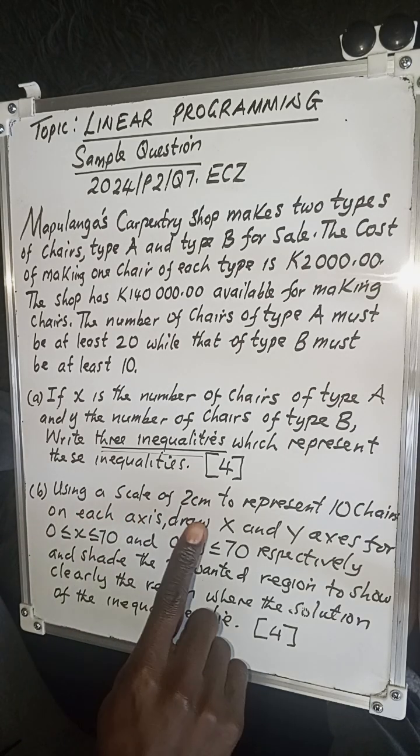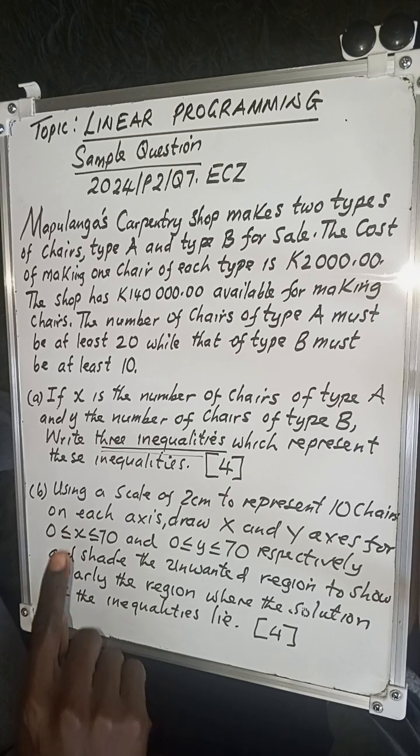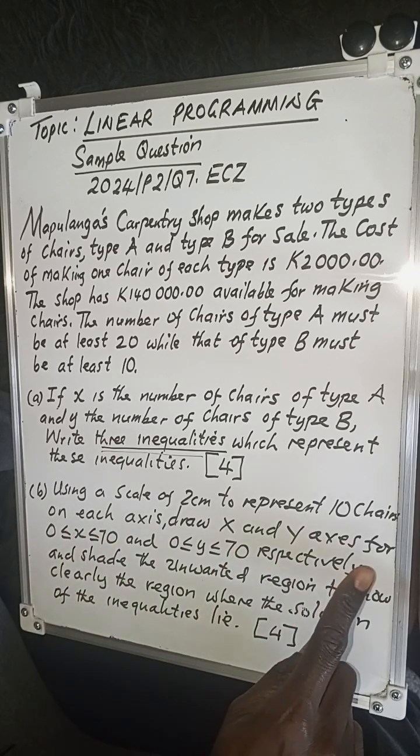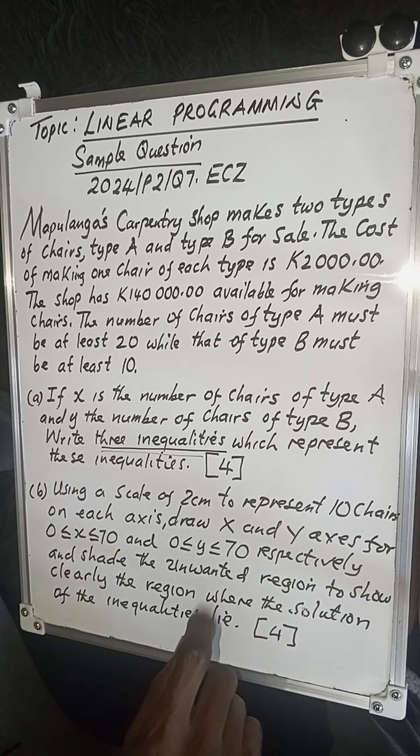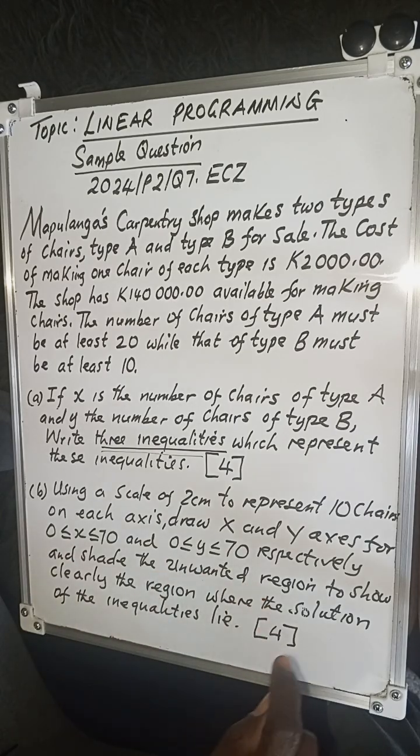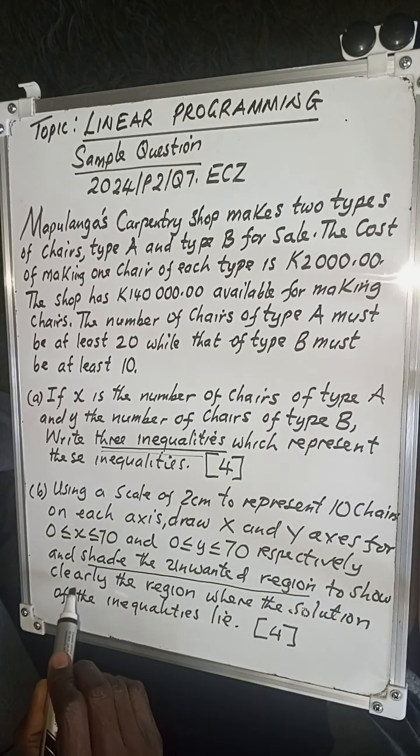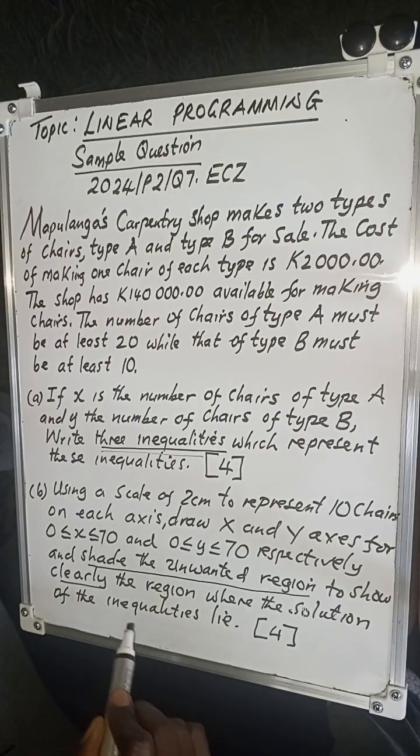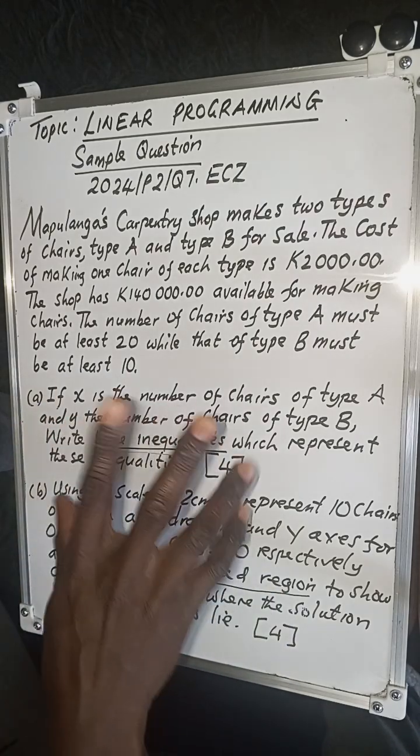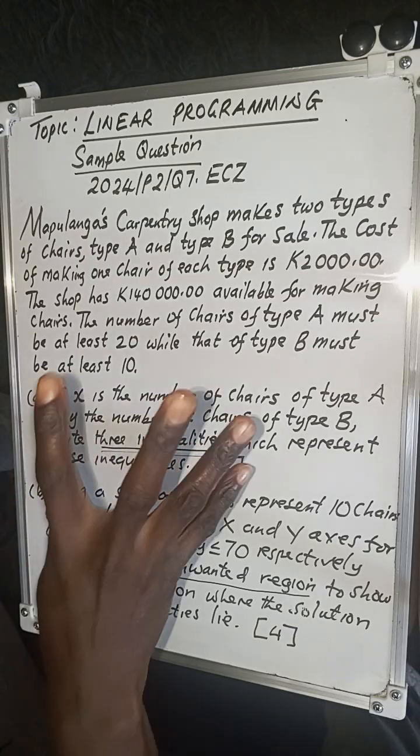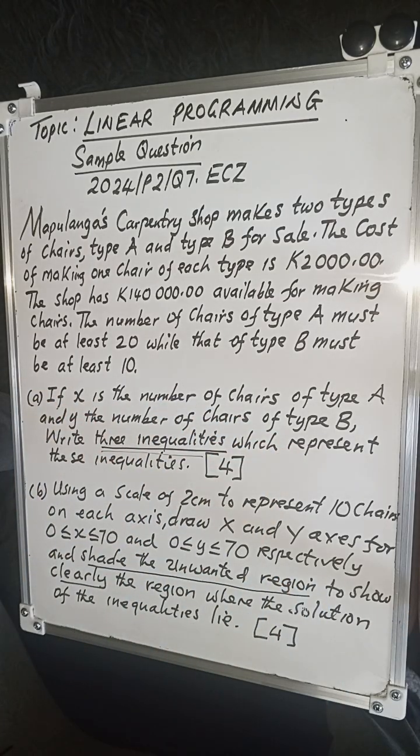Then B says, using a scale of 2 centimeters to represent 10 chairs on each axis, draw X and Y axis for 0 to 70 for the X and 0 to 70 again for Y respectively, and shade the unwanted region to show clearly the region where the solution of the inequality lies. So that's what they want you to do. The key idea here is for you to come up with the inequalities, and you should be able to represent those inequalities on a graph paper.